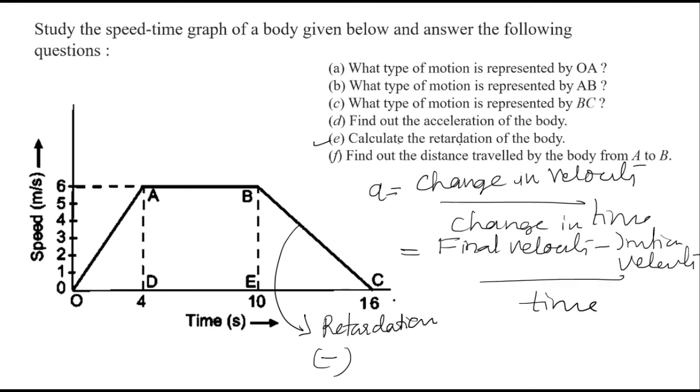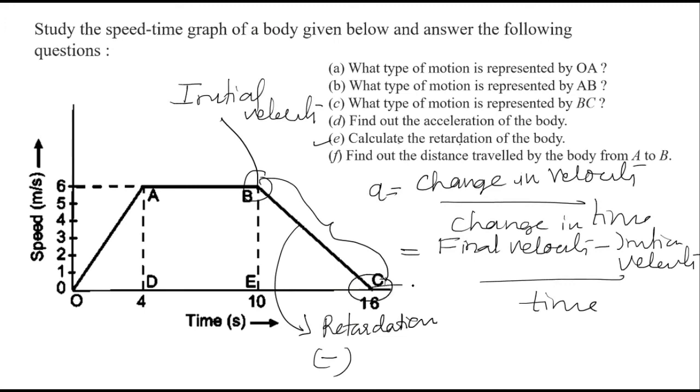Now here final velocity changes. If you take a motion from here to here, what is the initial velocity? This is the initial velocity. And what is the final velocity? This one is the final velocity. Okay, now if you substitute here, you will get a minus value for acceleration. Alright, so this also you have to do from your side.